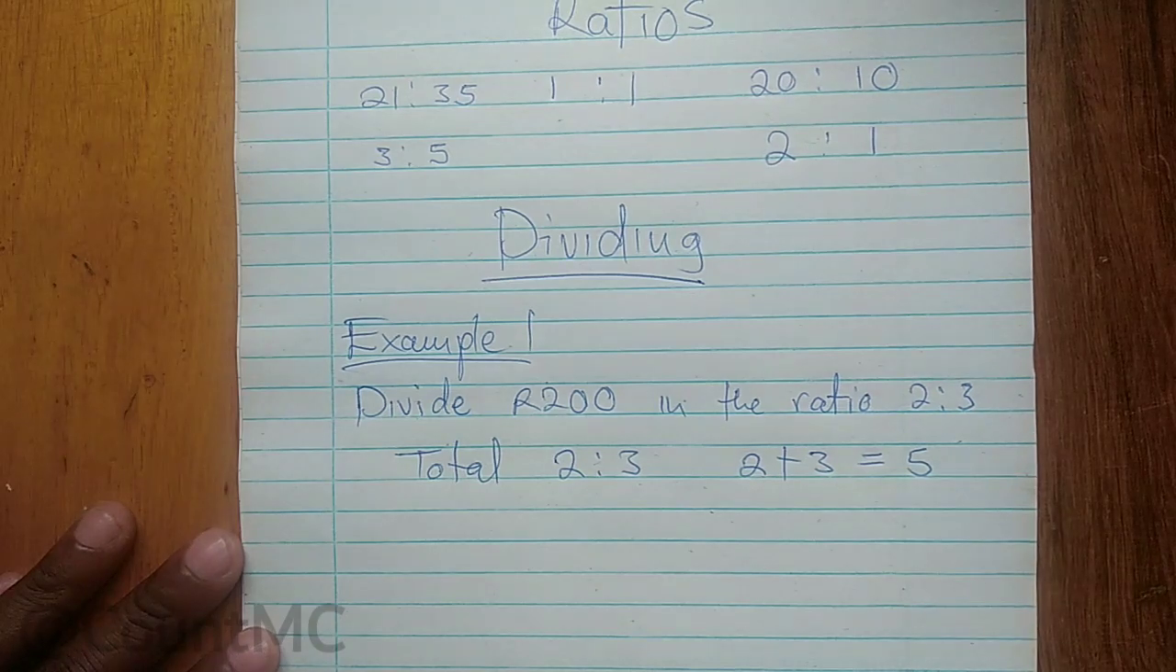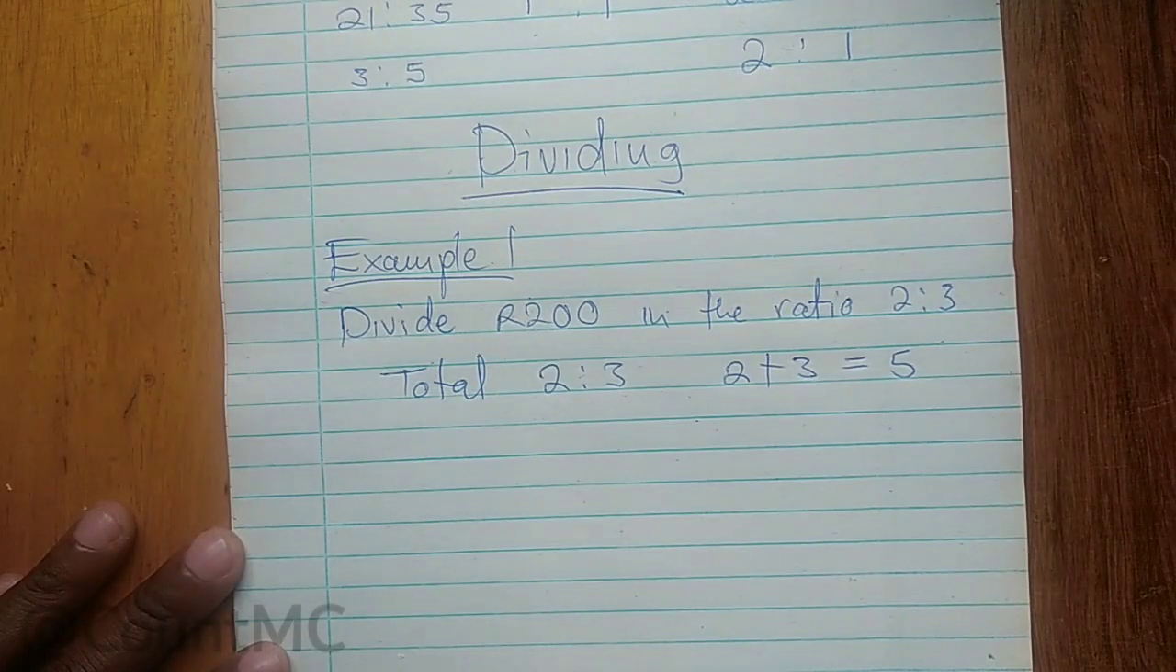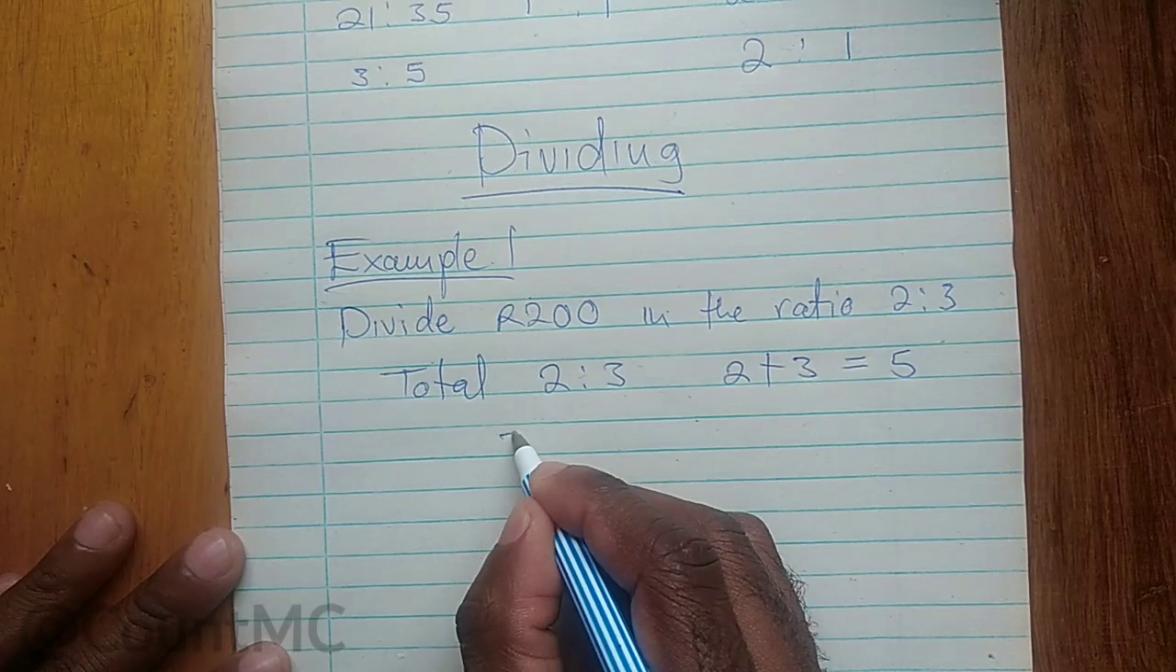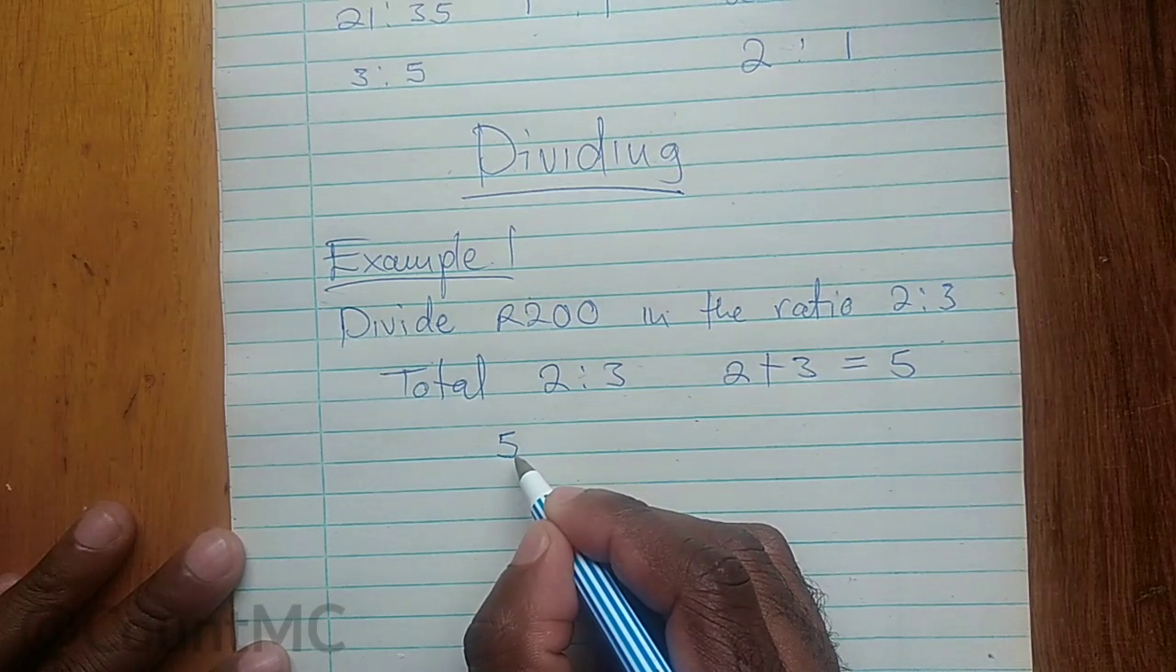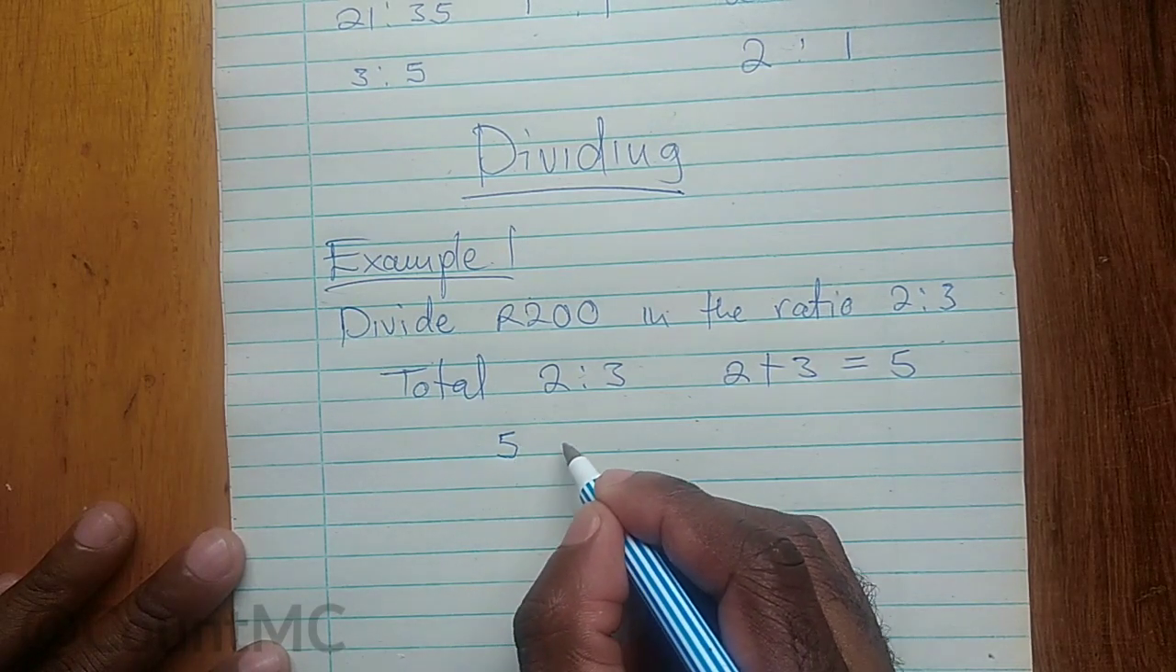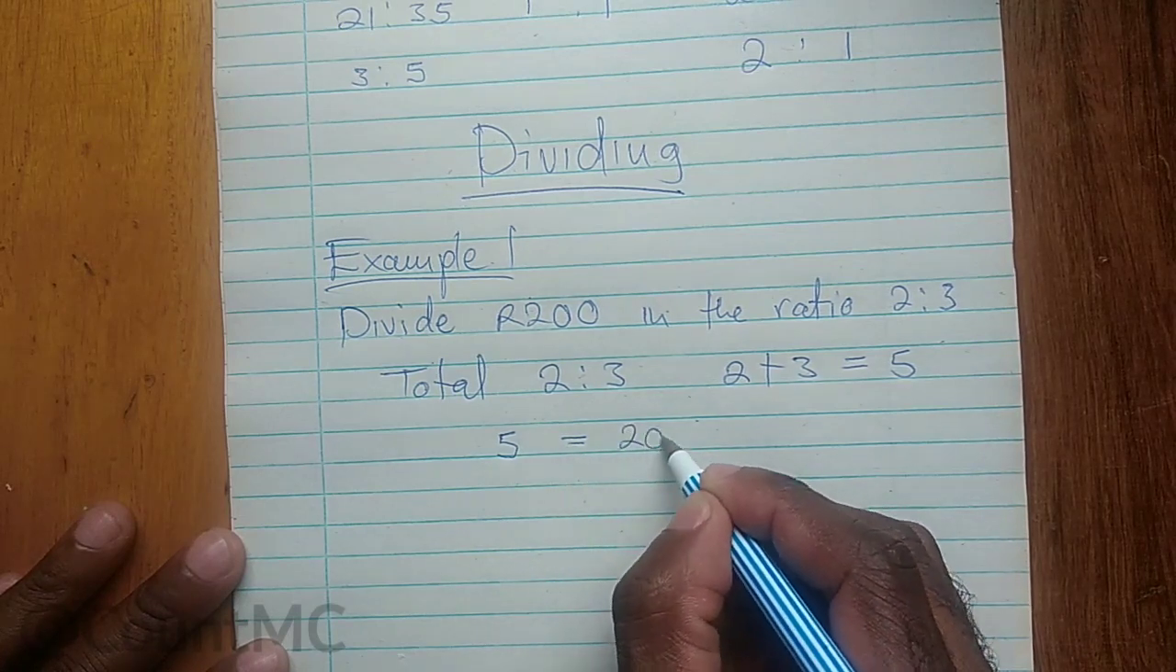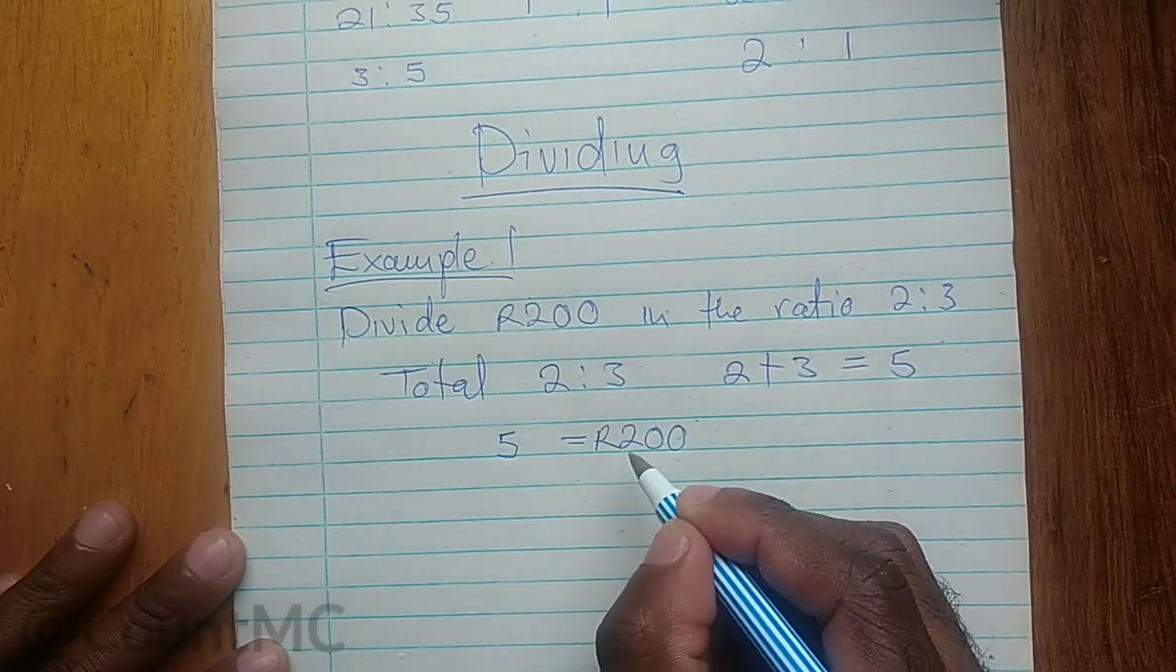This is the total. We call it the total, or you can call it 100%, or you can call it one whole. In this case, it is 5/5. So these will be fractions of these. Now we'll be using, if you remember, direct proportion. That's what we'll be using to finish this. So we said 5 is 100%, or is the entire amount. So 5 is equals to 200 rands.